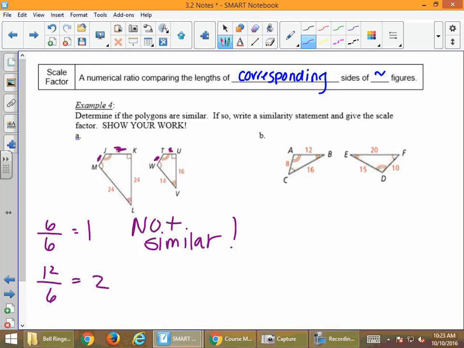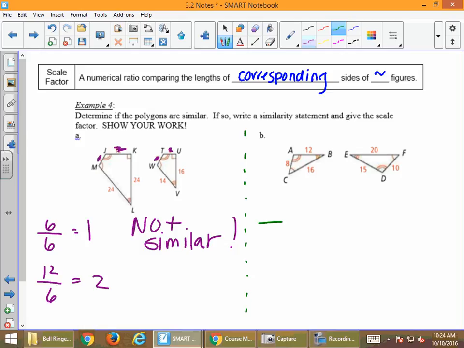Questions over there? Okay. For B, again, it doesn't matter which triangle you start with. I always just go from left to right for consistency. We checked. Angles have the same markings, so we're going to go to the sides.